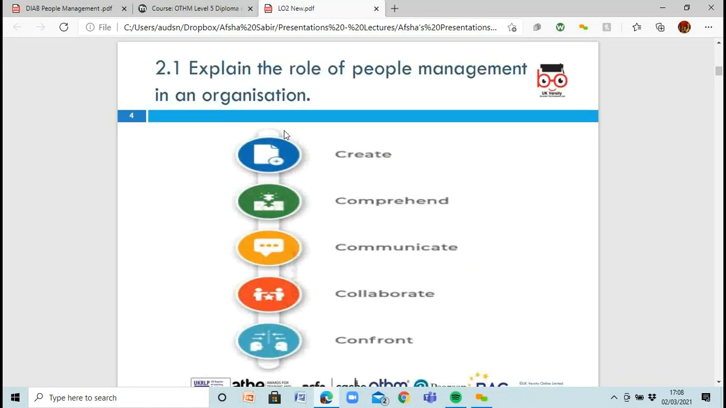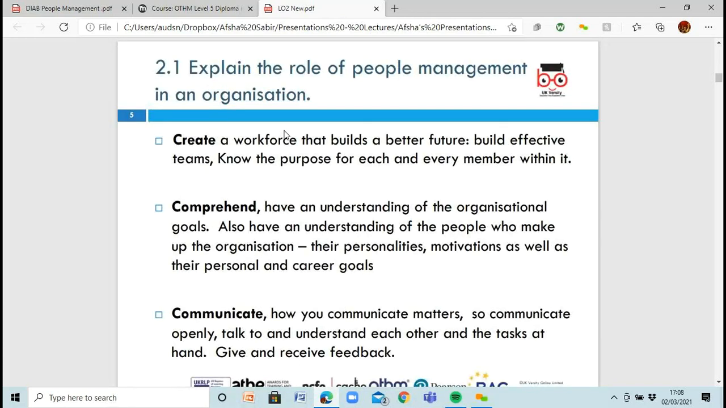So when we think about people management, there's actually 5 steps you can go through. Obviously, it can differ from company to company, but these are the basic steps. You're going to create, you're going to comprehend, you're going to communicate, you're going to collaborate, and you're going to confront. So we'll go over what we mean by these.